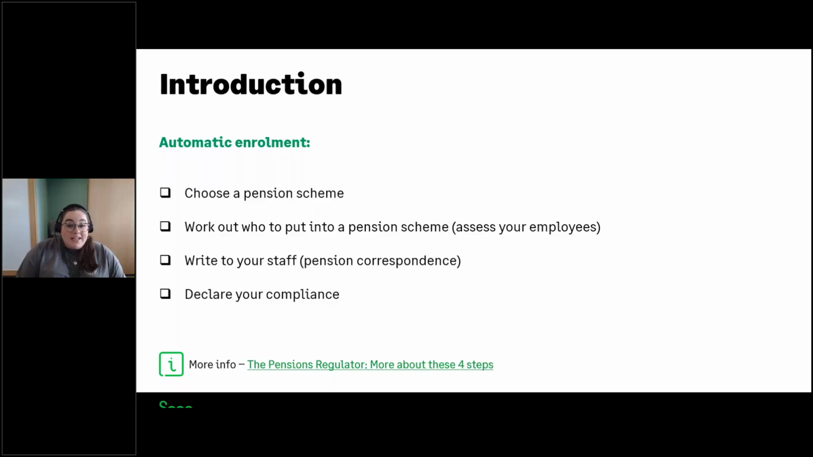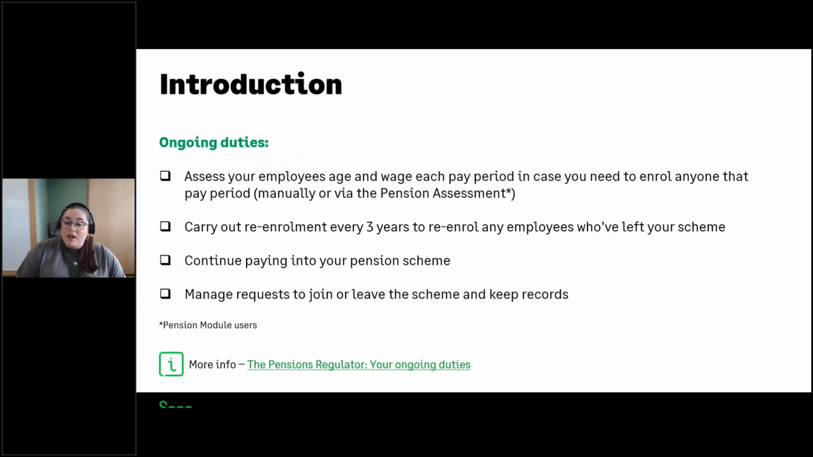Now, once you've completed these 4 steps, your duties don't end there. You do still have ongoing duties as an employer. So first one is to assess your employees, so assessing their age and wage each time you pay them to see if they need to be put into the pension scheme, so checking for any changes from one period to the next. Now you can do this manually, and I will talk about that in a little bit, by checking the information in the employee's record, or if you're a pensions module user, you can do that via the pension assessment.